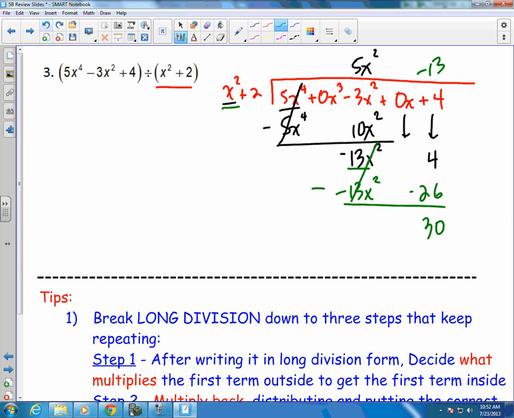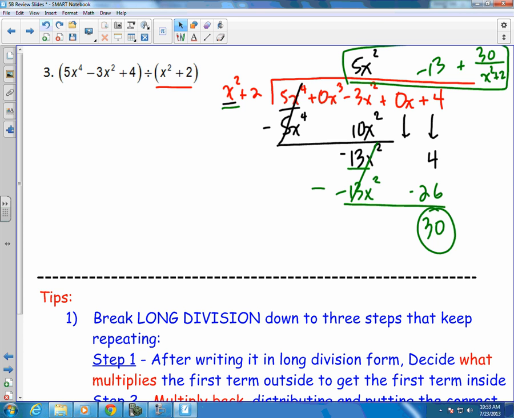And now I try to start the process over and say, what times x squared gives me 30, but nothing does. So at this point, I'm pretty much done. I just have to write the remainder over the divisor, which is x squared plus 2. So my final answer is 5x squared minus 13 plus 30 over x squared plus 2. Okay? So that's a long division. Hopefully that breaks it down into those three easy steps, and you'll have more success with long division in the future.